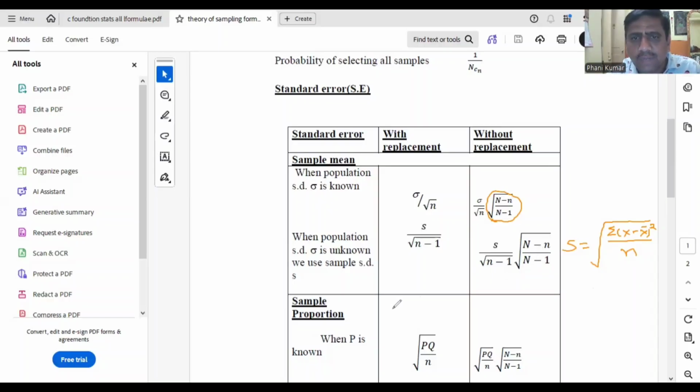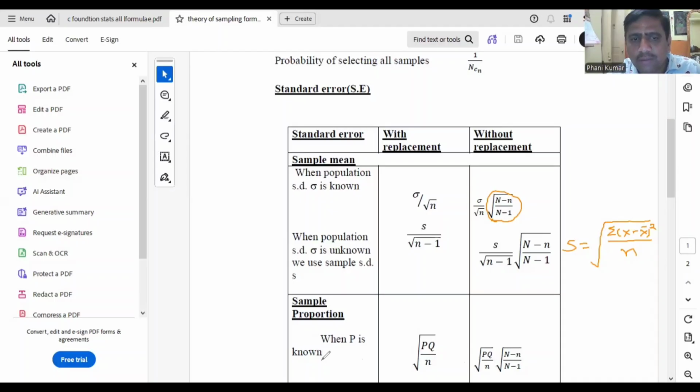Similarly, coming to sample proportion, the standard error is given by root PQ by n, where capital P is the population proportion. Whenever population proportion capital P is known, use this formula. Capital P is the population proportion, and capital Q equals 1 minus P. With replacement, the standard error for sample proportion is root PQ by n. Without replacement, it is again root PQ by n into FPC, that is root PQ by n into root of n minus n by n minus 1.